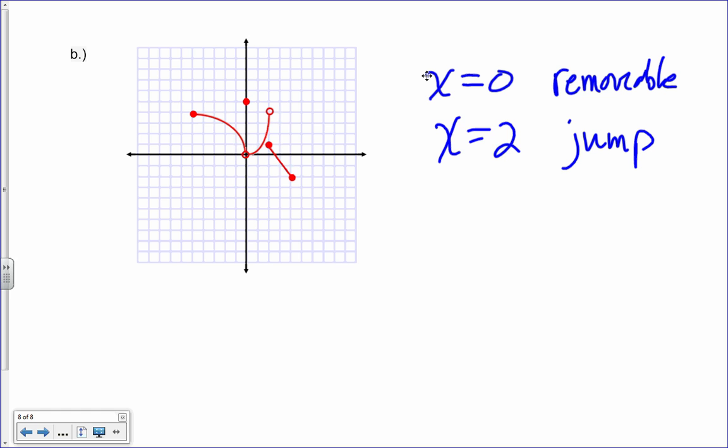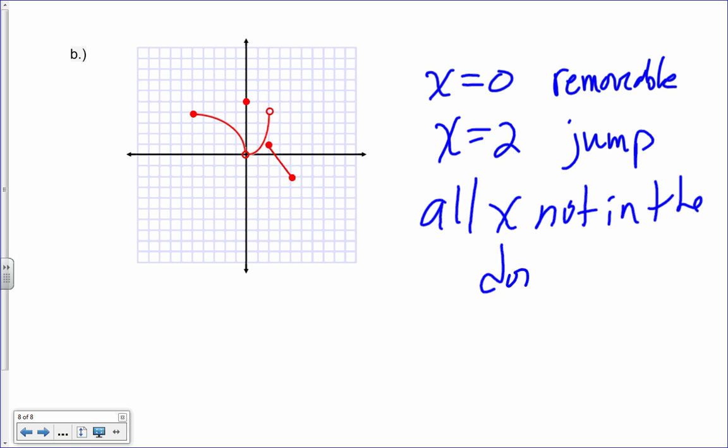Depending on how you look at this, you would also possibly write all x not in the domain. Because let's face it, x equals 17. There's obviously a problem there, right? But it's not even in the domain, so I'm not hugely worried about that, but keep that in mind.